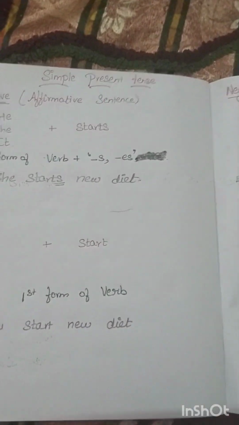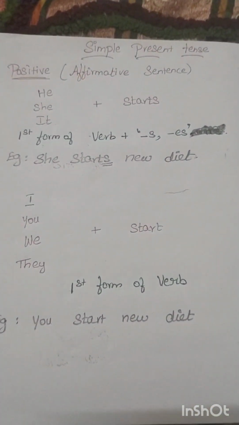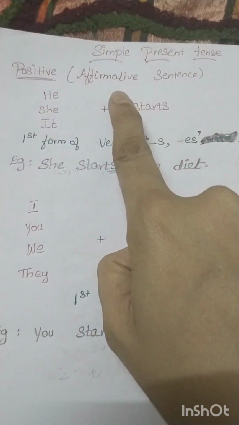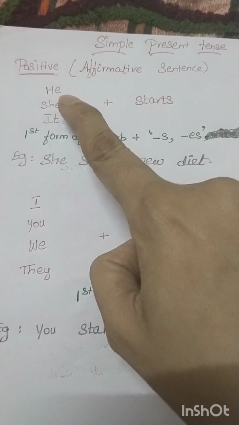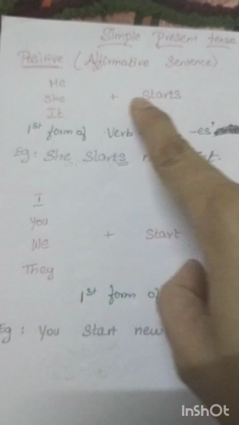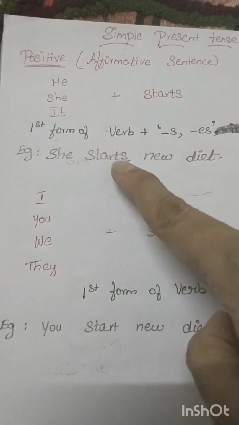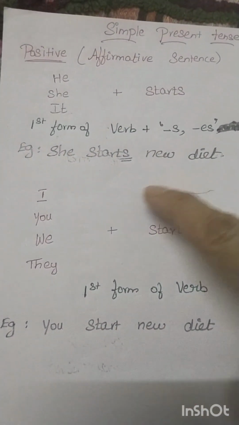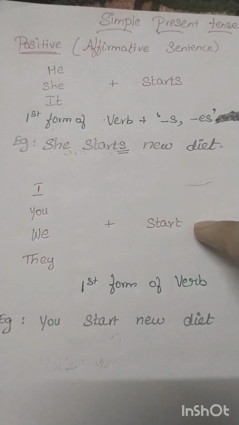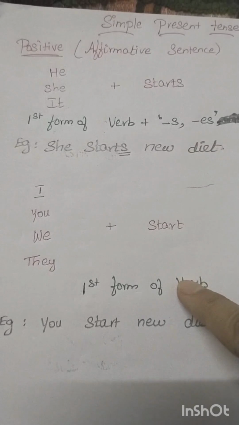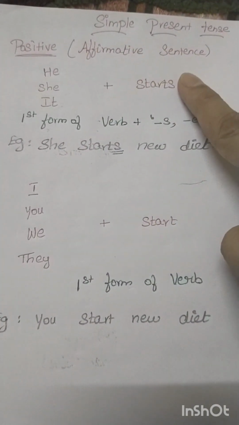So here, firstly we'll go with simple present tense. Positive sentences are also called affirmative sentences. We already learnt that when we use he, she, it or the name of any person, we add s or es. Isn't it? Example: she starts new diet. And when we use I, you, we, they, we don't add s or es to the verb. So this is what we have learnt, and these are called positive sentences or affirmative sentences.